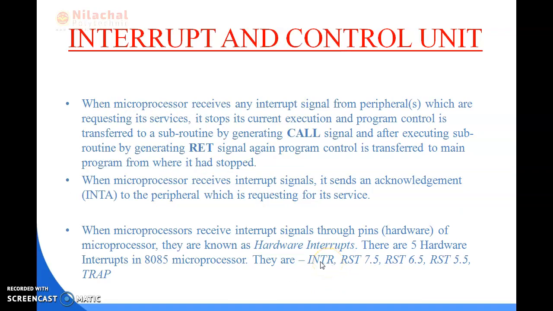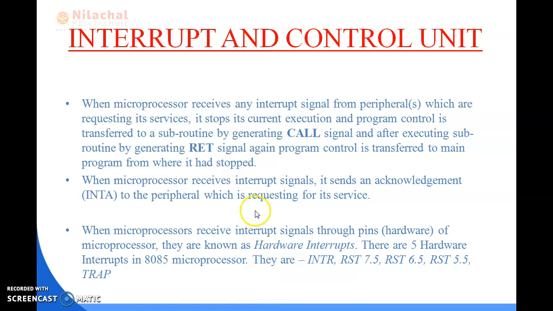Next is the interrupt and control unit. When the microprocessor receives any interrupt signal from peripherals which are requesting its services, it stops its current execution and program control is transferred to a subroutine by generating a call signal. After executing the subroutine, by generating a RET, meaning return, signal, program control is again transferred to the main program from where it had stopped.